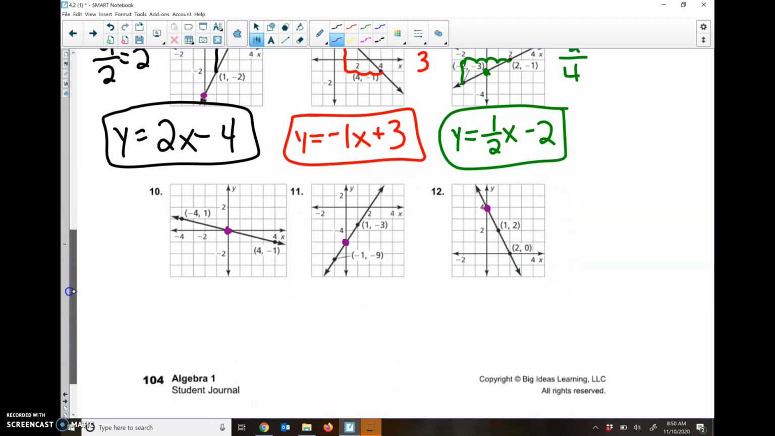Okay. Here at number 10, got a long way to count here. So it looks like we're going down 1, down 2, and then over 1, over 2, over 3, over 4, over 5, over 6, over 7, over 8. So negative 2 over 8 is the same as negative 1/4. And our y-intercept is 0, so we could put a plus 0.